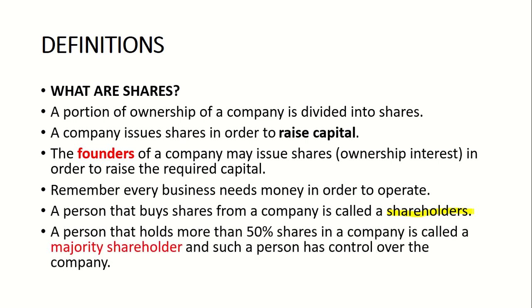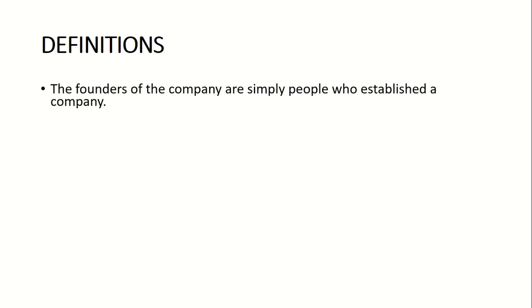A person that holds more than 50% of shares in a company is called a majority shareholder, and such a person has control over the company. So basically, they can make major decisions for the company. For you to have proper voting rights to control the company, you need to at least own 50% plus one. 50% won't give you that much power, but 50% plus one will give you a lot of power because you can decide on major things that need to be done in the company. Your voice will be heard more; it will be louder than other people's voices.